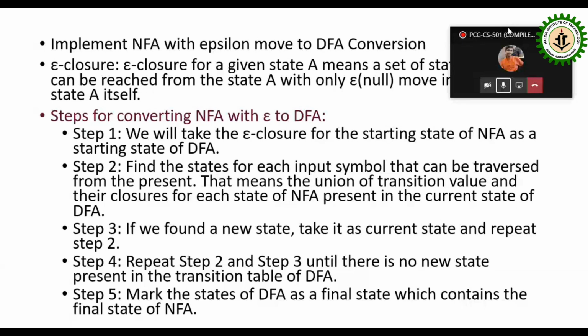Step 3: if we find a new state, take it as the current state and repeat step 2. If the union of transition values and their closures for each state of the NFA present in the current state of the DFA gives a new state, take it as the current state. Repeat steps 2 and 3 until you do not get any new state, until there is no new state in the transition table of the DFA.